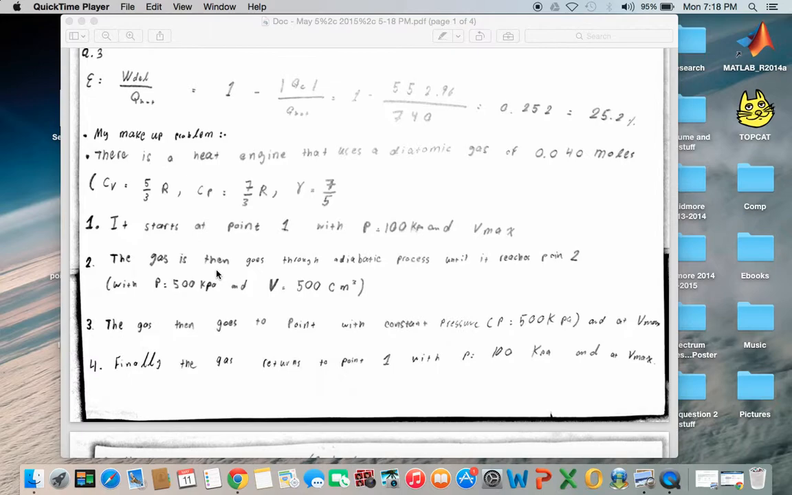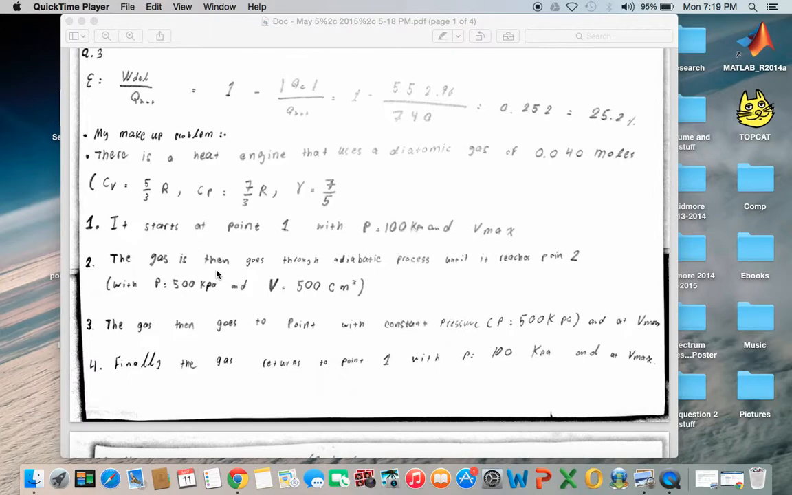So my makeup problem is similar to some of the problems that we have solved. What I did is that there is a heat engine that uses the diatomic gas of 0.04 moles, with its heat capacity at constant volume being 5 over 3R, and heat capacity at constant pressure being 7 over 3R, and omega is the ratio of 7 over 5.